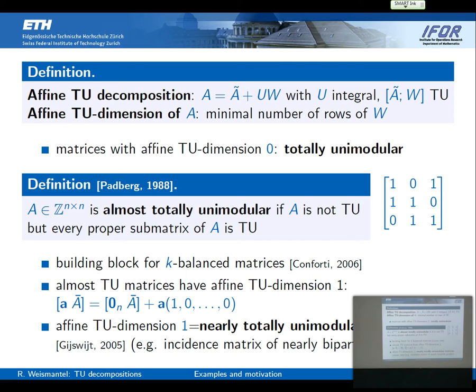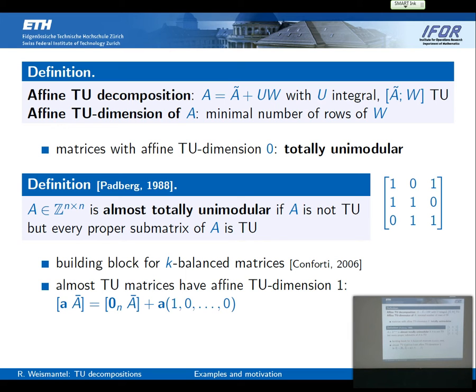Now, these almost TU matrices, in fact, are exactly matrices which have affine TU dimension 1. And this, again, is very easy to see because you can take the full matrix, and now you just split it into one column and the rest. And then you can write this as a matrix 0, A tilde, this is the remaining matrix from A, plus A times, this is now the multiplier of this 1, 0 row here. And now trivially, if you take this matrix together with 1 and all the zeros, this is a TU matrix, of course. So this is an example.